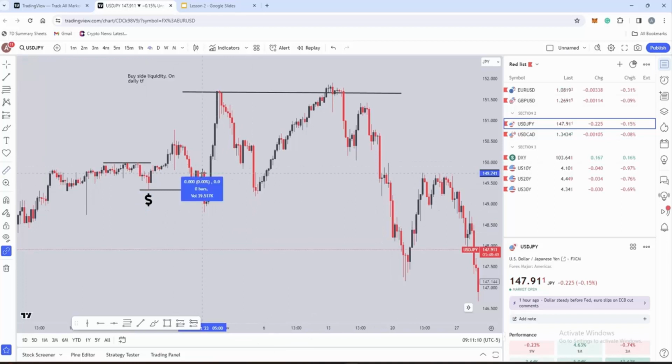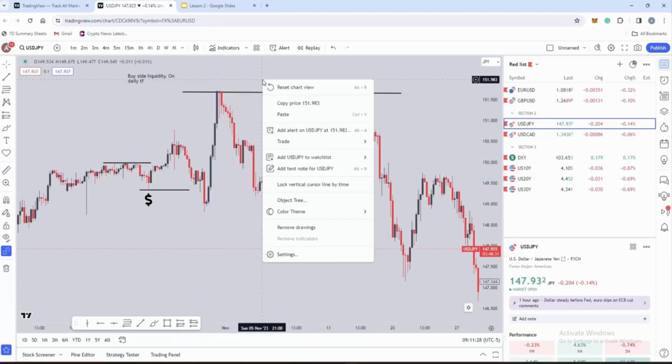So then price came, took out the sell liquidity. So first thing, price took out buy side, got the money in the market, delivered price lower, got the money in the market. Now there's enough money in the market to send price to where it actually needs to go, and that's all the way up here, 270 pips above.